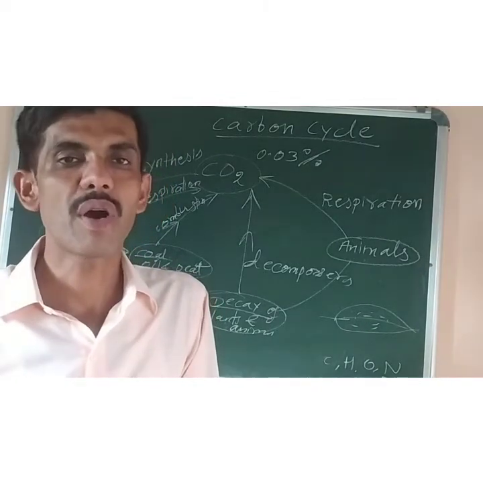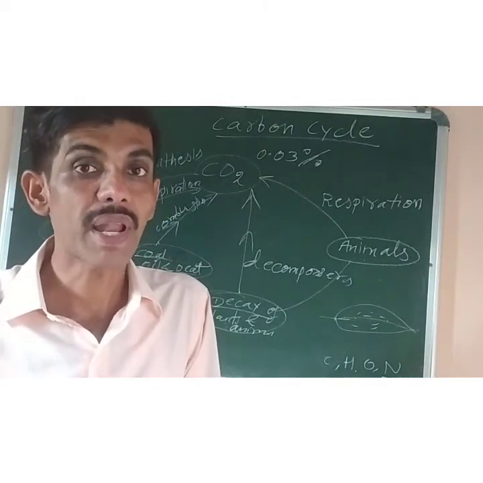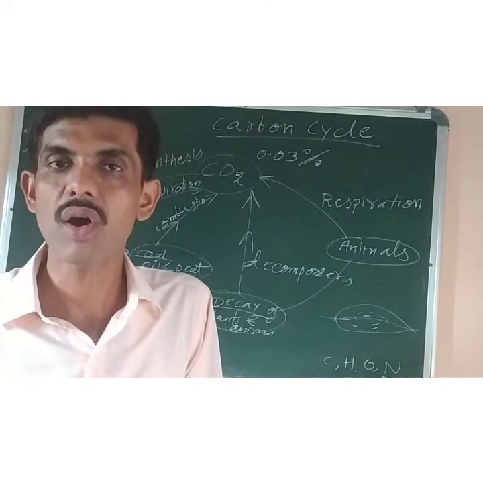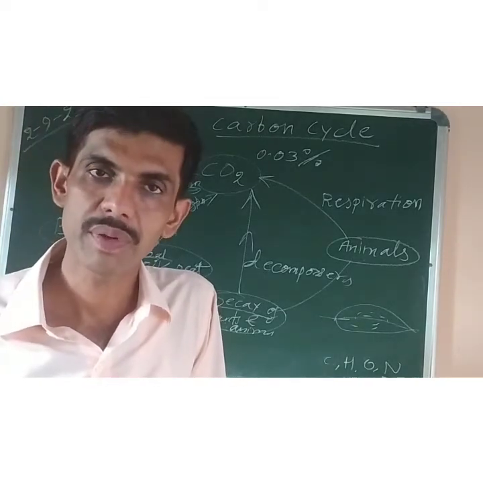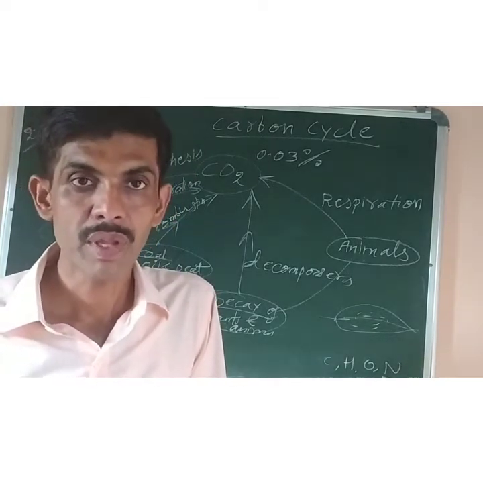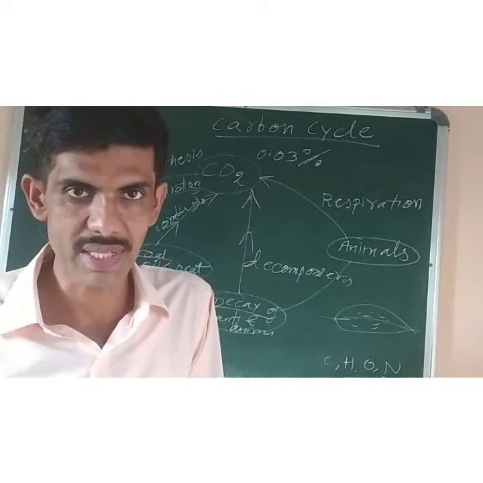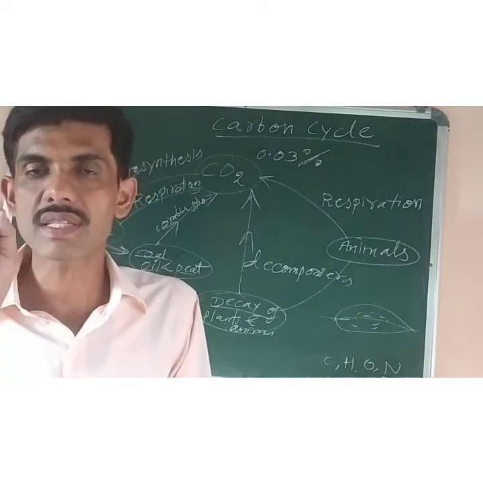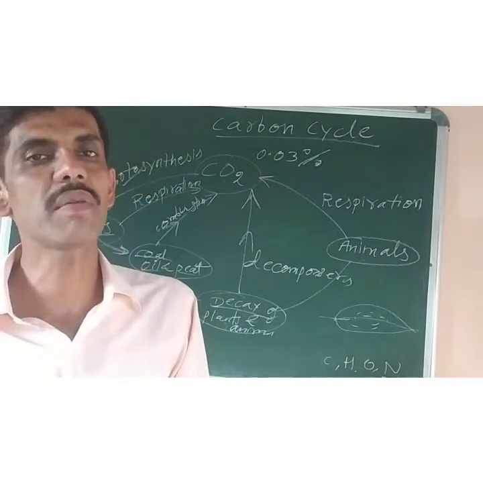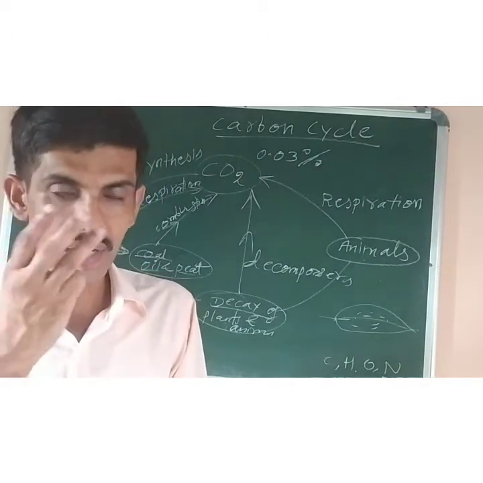Chloroplast is the name of a type of plant plastid. Plastid is a cell organelle. Plastids are found in both plant and animal cells. But plastid is the cell organelle which is present only in plant cells. There are three types of plastids.